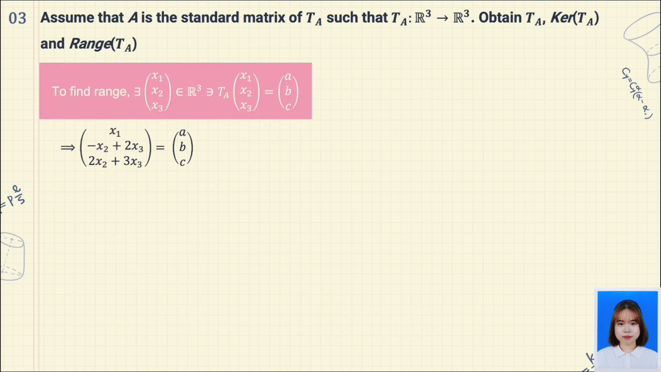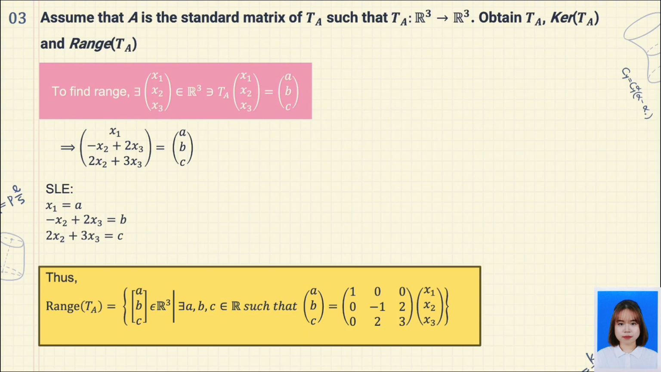To find the range of TA, we have to let TA equal (a, b, c). By using the system of linear equations method, we can find that x1 is equal to a, negative x2 plus 2x3 is equal to b, and 2x2 plus 3x3 is equal to c. As there is no relationship between these three equations, we can say that the range of the linear transformation TA, which is defined by the matrix A, is the set of all vectors in R cubed that can be obtained by multiplying the matrix A with any vector in R cubed.